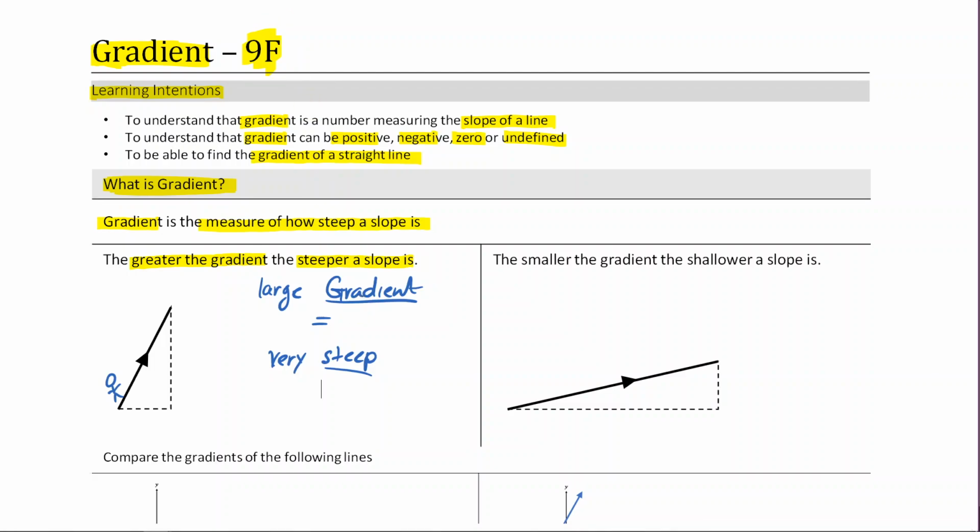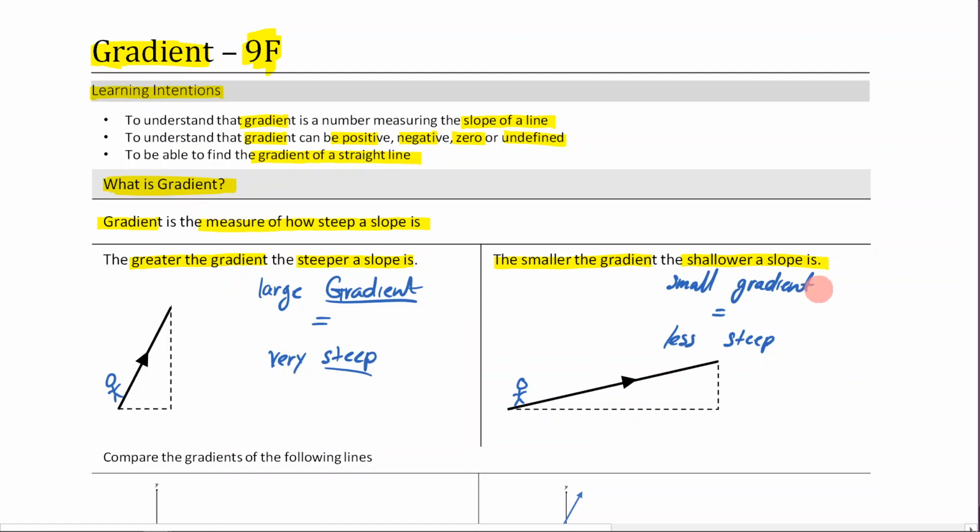If, on the other hand, the smaller the gradient, the shallower the slope is. So again, picture yourself trying to walk up this slope here. It'd be far easier, wouldn't it? Because it's less steep. Or you could say it's got a shallow steepness. So what that means is it's got a small gradient.